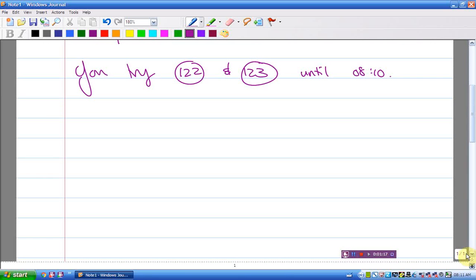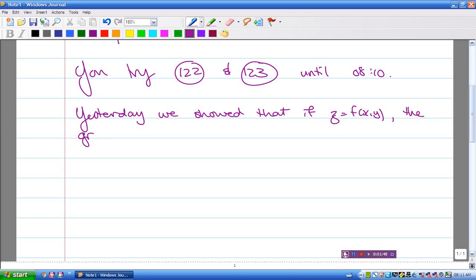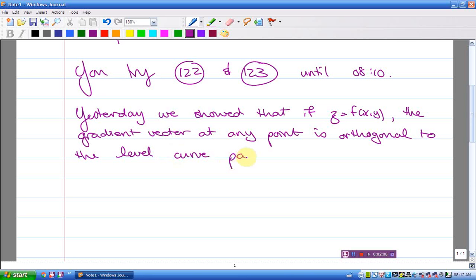Okay, let's carry on. So yesterday, we showed that, if z is equal to f of x, y, the gradient vector at any point is orthogonal to the level curve passing through that point.